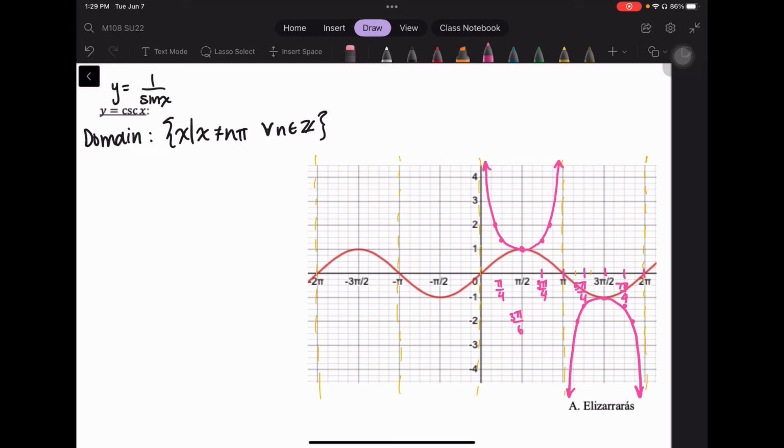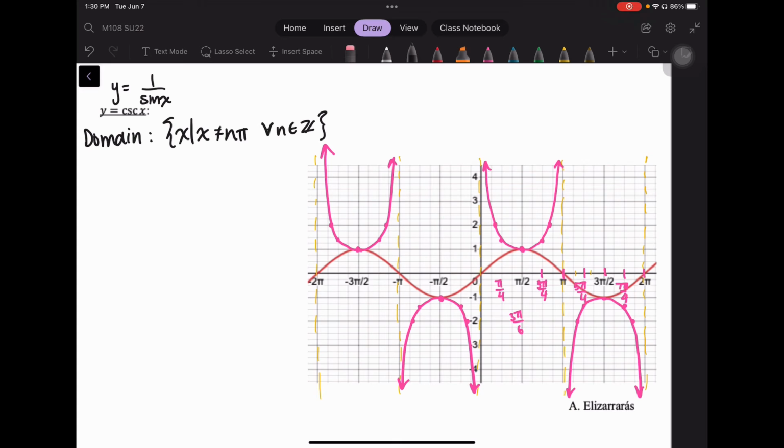And notice how this function of cosecant sits on top of the sine function. So we have our asymptotes, and then every 2 pi, we're going to repeat this pattern. So I can do the left side of the graph as well. Now let's look at some of the characteristics of the cosecant function.